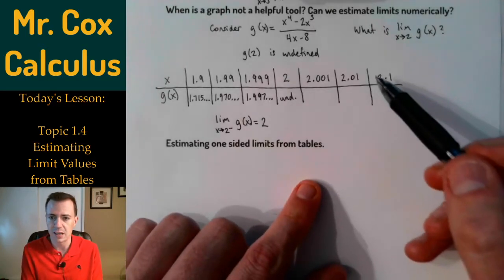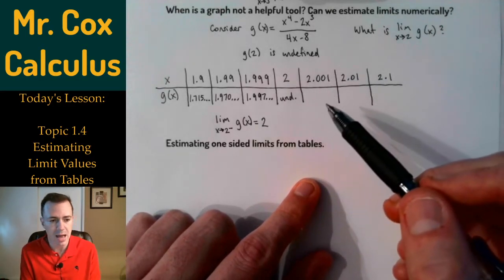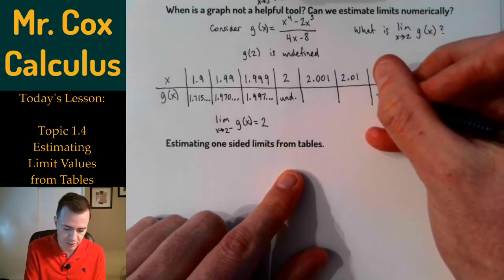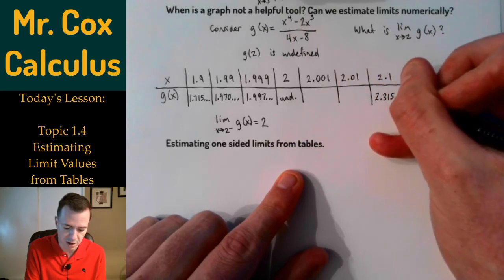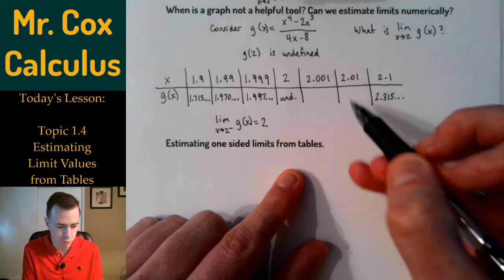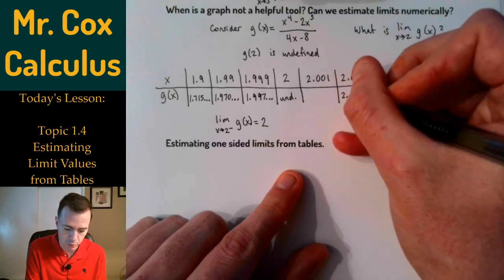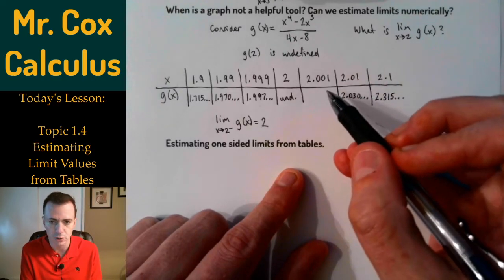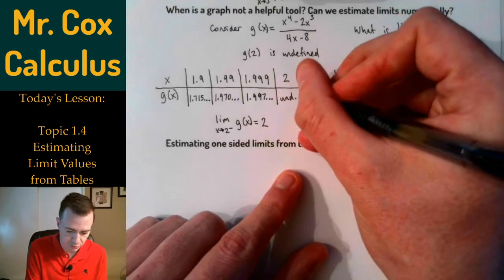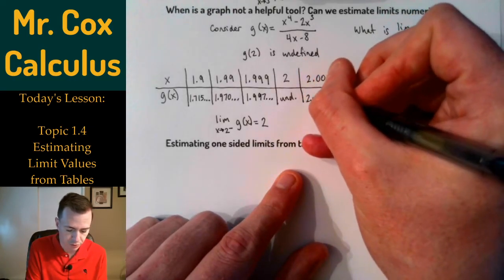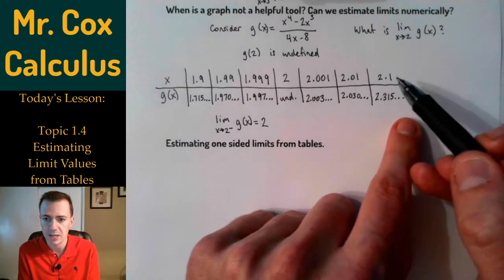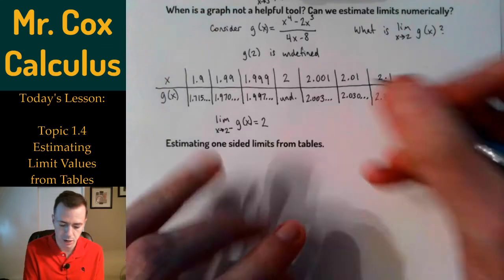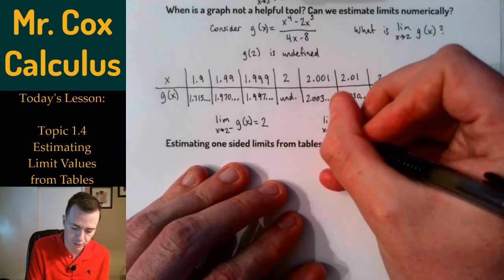And now I want to do the same approach from the right side, and if they match, then I'll be able to say something about the limit. Well, g of 2.1 is 2.315, and that goes on. For 2.01, I get 2.030, and that's a decimal that keeps going on. And then for 2.001, I get 2.003, and that's a decimal that goes on. So as I'm approaching 2 from the right, you can see that my function values are in fact approaching 2 as well.